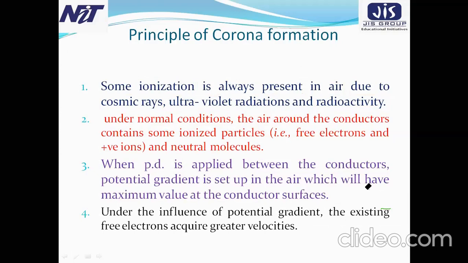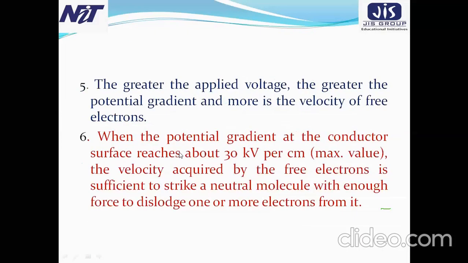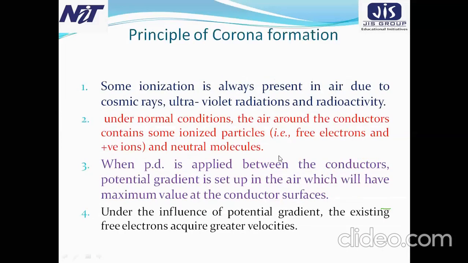Look, in normal condition, the air around the conductor. If we move to the last slide, you can find that air is there beside the conductor. These are the conductors, the overhead transmission line conductors. Under normal condition there should be no abnormal condition. If the situation is fine, there is no storm, there is no ice, and everything is okay, that condition is called the normal condition.